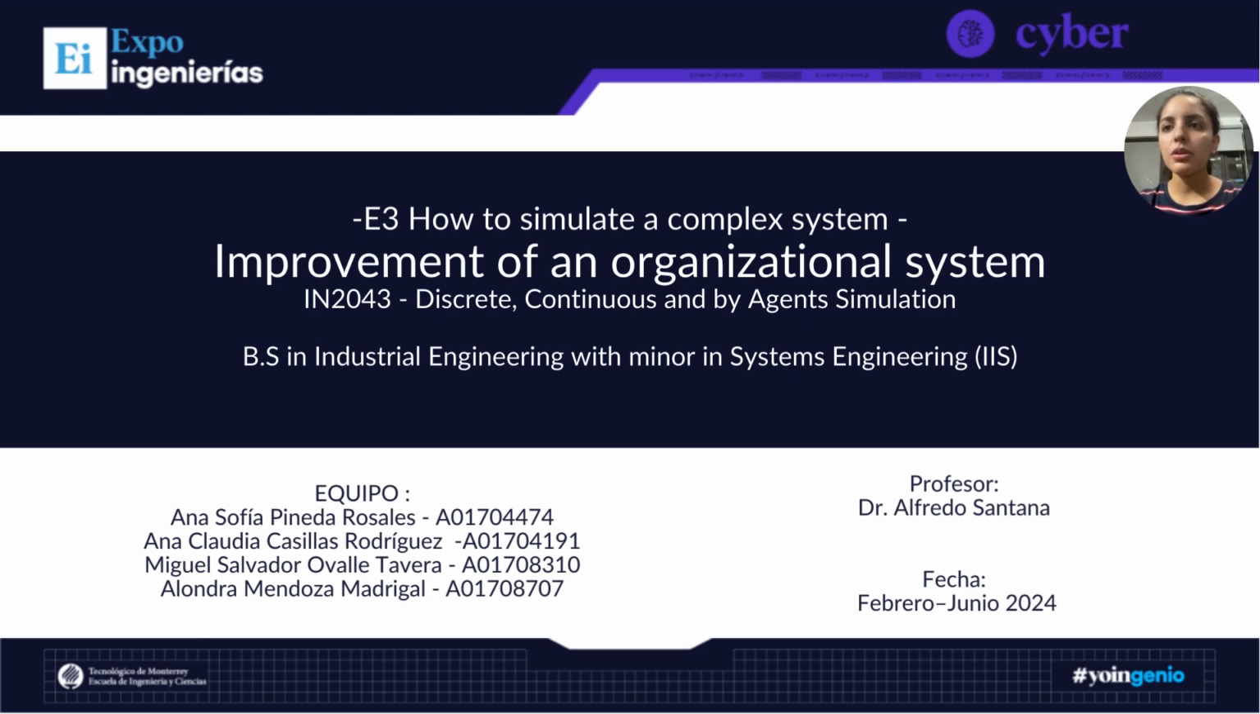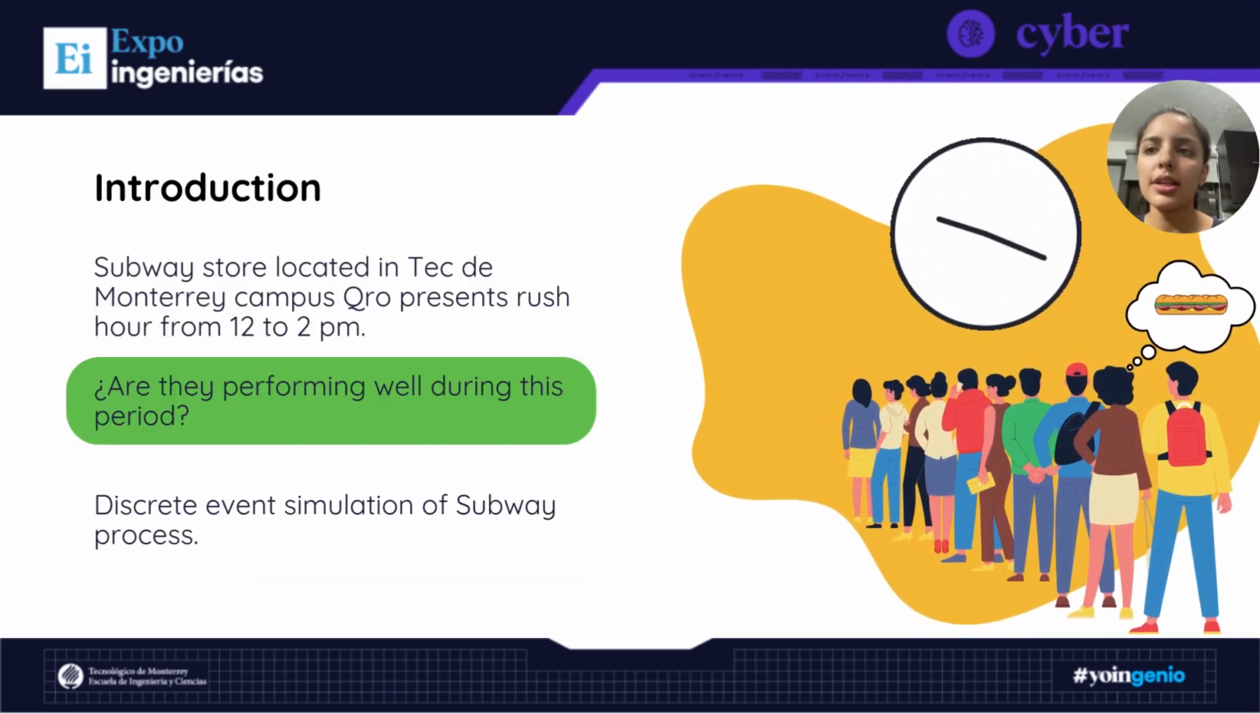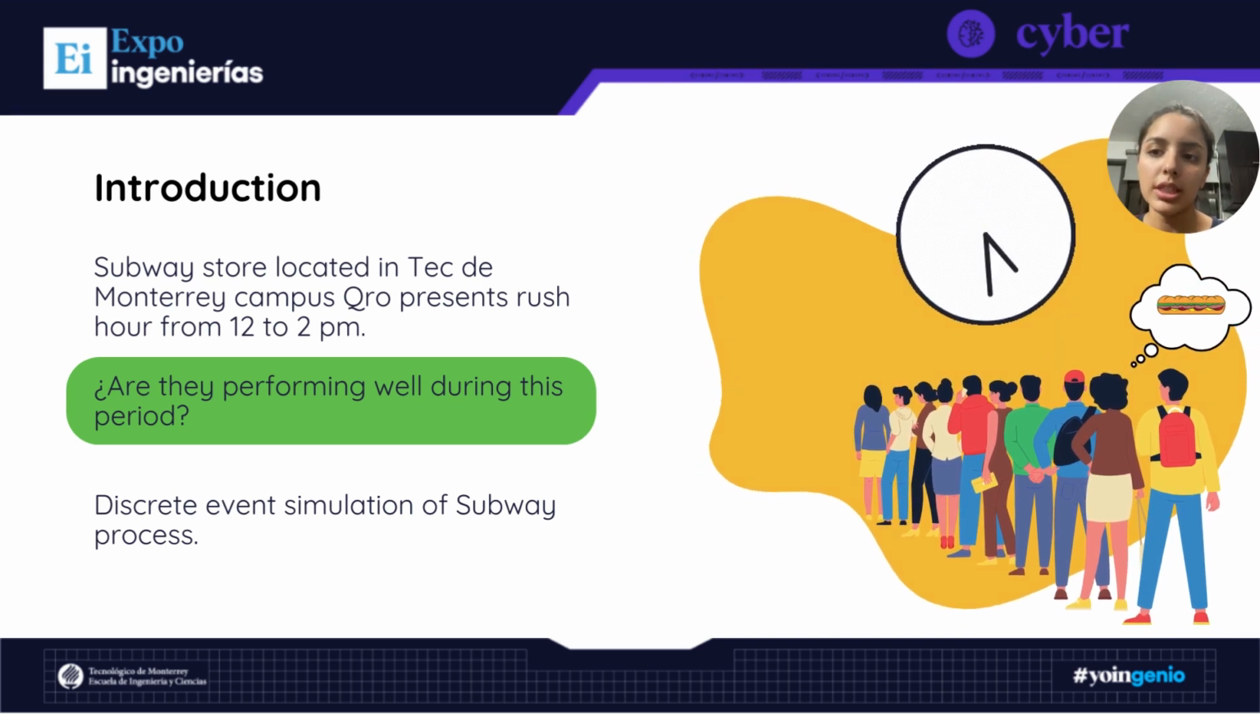Hi, it's a pleasure. We are Team 4 and we are going to present the final challenge of this great continuous and agent-based simulation class. To achieve this challenge, it was decided to analyze and simulate the Subway process found within the deck.